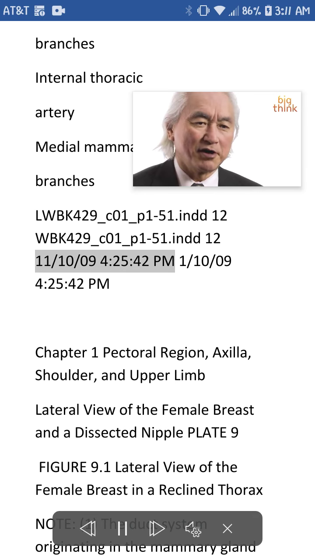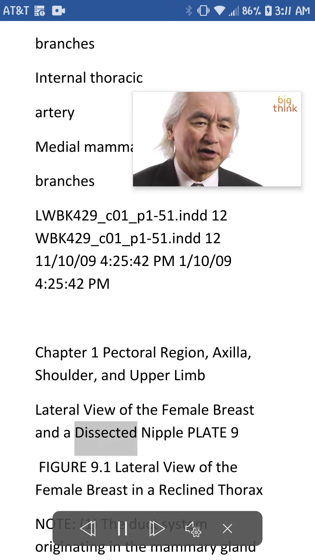LWBK429_C01_P1-51.IM12 WBK429_C01_P1-51.IM12 November 10th, 09:425 and 42 seconds PM January 10th, 09:425 and 42 seconds PM Chapter 1 Pectoral Region, Axilla, Shoulder, and Upper Limb.